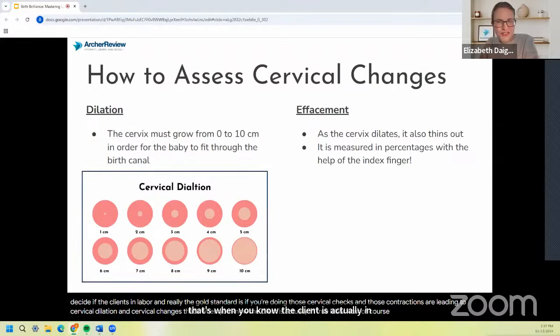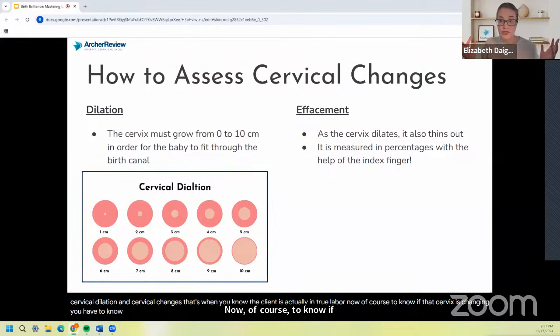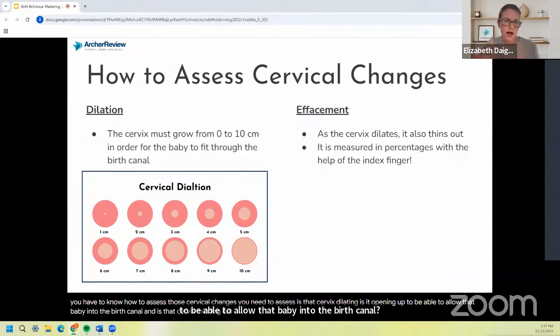Now, of course, to know if that cervix is changing, you have to know how to assess those cervical changes. You need to assess, is that cervix dilating? Is it opening up to be able to allow that baby into the birth canal? And is that cervix thinning out as well? And we actually measure these things just with our fingers. It's something that takes a while to really become an expert at.